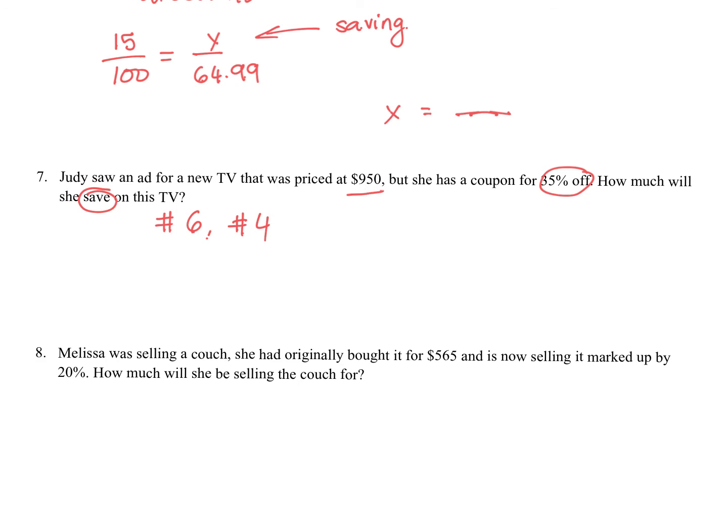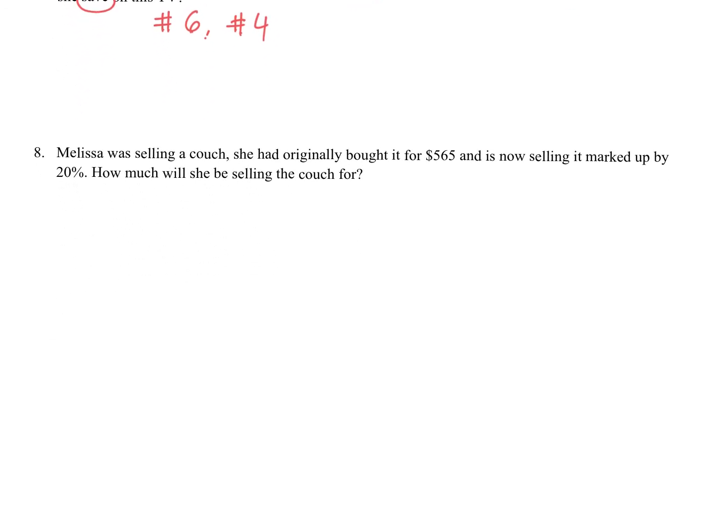All right, I'm going to do number 8 with you. Melissa is selling a couch and she had originally bought it for $565 and is now selling it marked up by 20%. How much will she sell the couch for? So markup, right? You bought it, but you mark it up, so you're going to sell for more than what you paid, so you can earn money. So 20%, 20 out of 100, and X out of 565. You can cross multiply and divide.